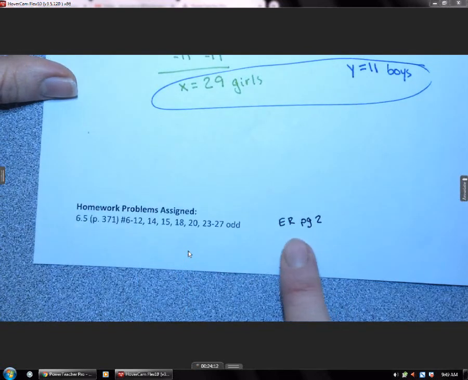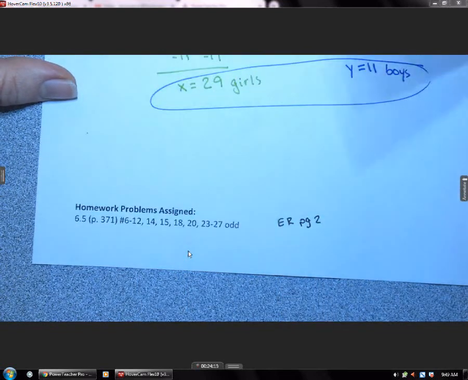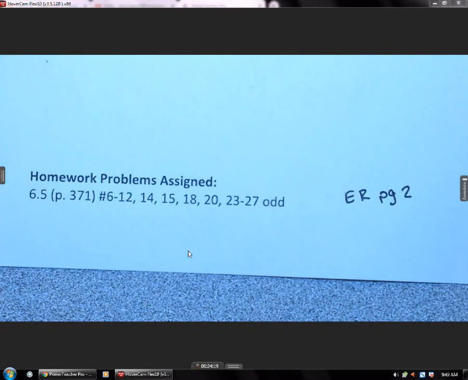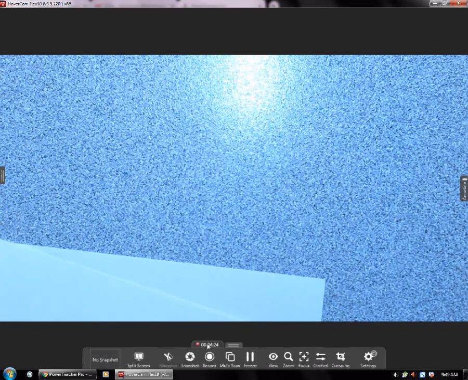Here's your homework. Plus, what do you think ER stands for? Exam review, page 2. That is what I am suggesting for your training plan. I thought that was extended response.